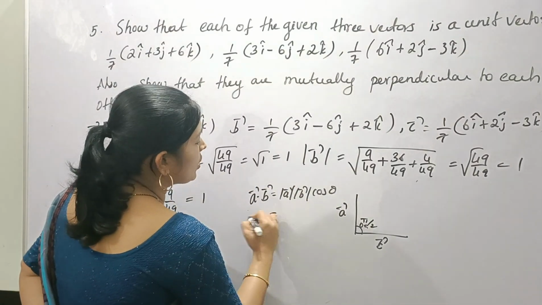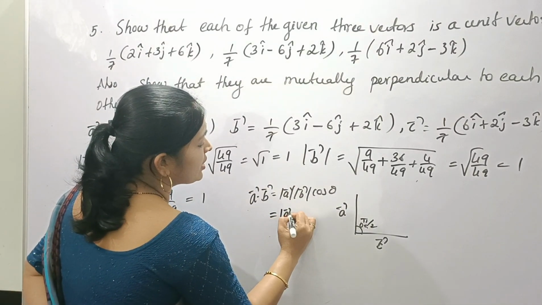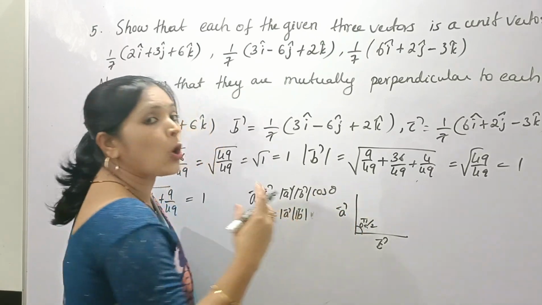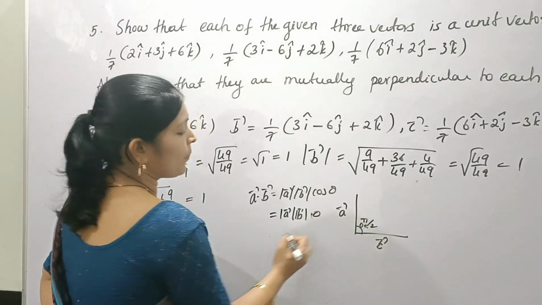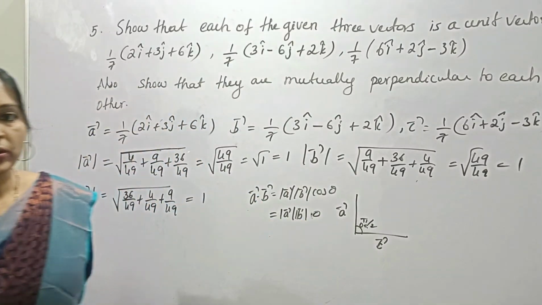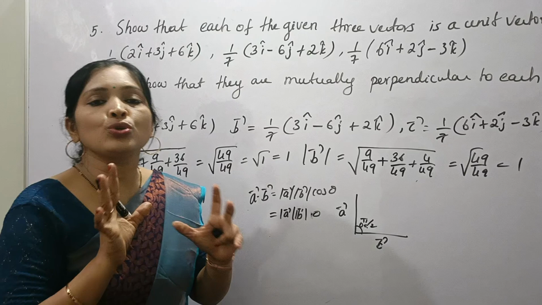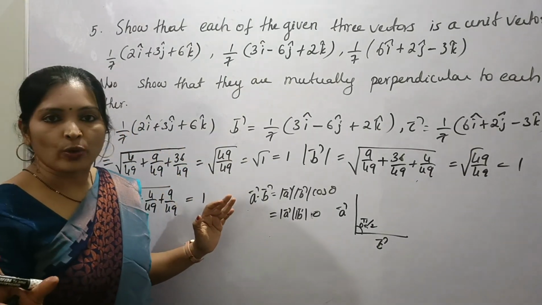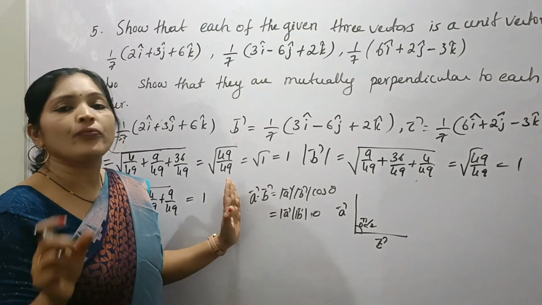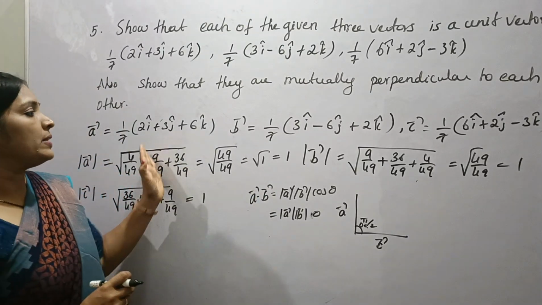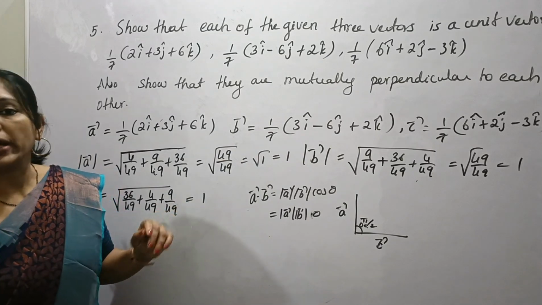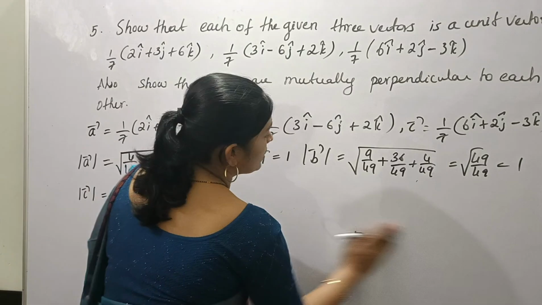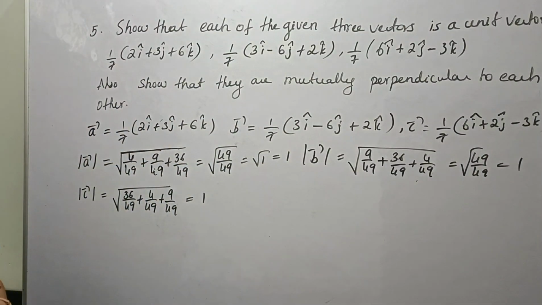Right? So here A dot B will be the modulus of vector A into the modulus of vector B into cos theta, that is cos 90, cos pi by 2, which is 0. Therefore, A dot B is 0. Okay. Therefore, here we have to show that the scalar product of these two vectors is equal to 0. Then we say that these two vectors are mutually perpendicular. These three vectors are mutually perpendicular to each other. So here we have to show, first of all, A dot B.